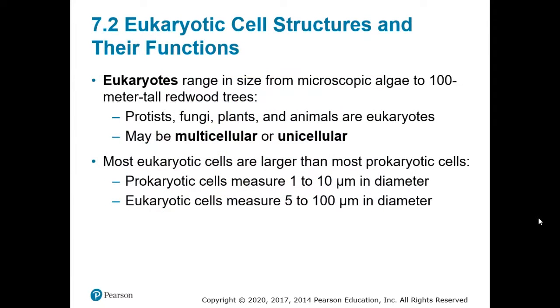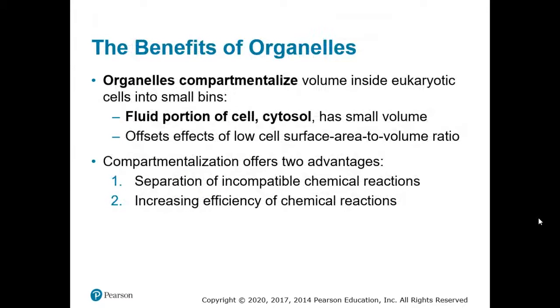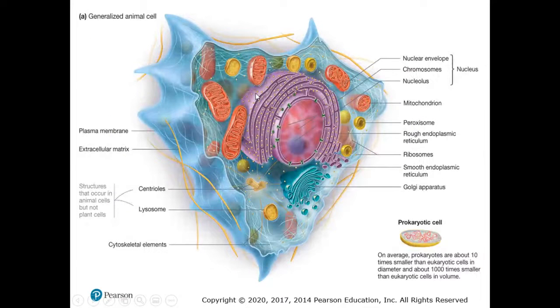Okay, so now let's get into eukaryotes. Again, eukaryotes have membrane-bound compartments, right? Otherwise known as organelles. Okay, so organelles are compartments essentially. So you've seen a generalized animal cell with all of its organelles, right?